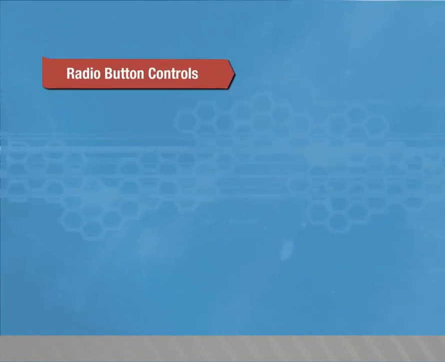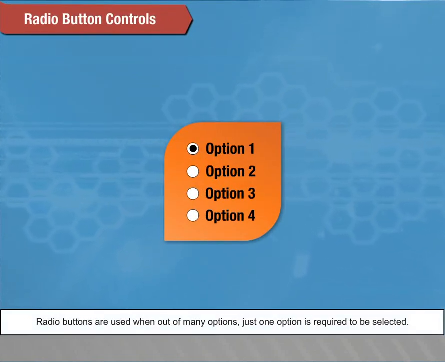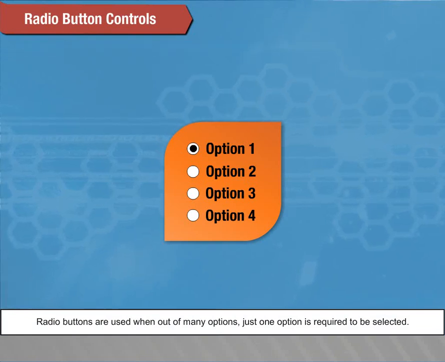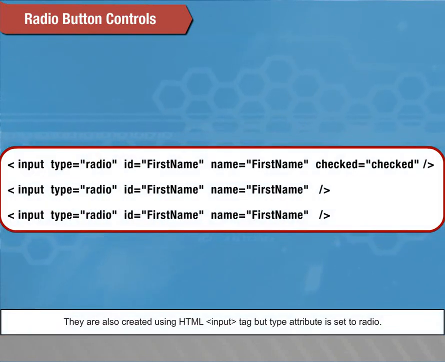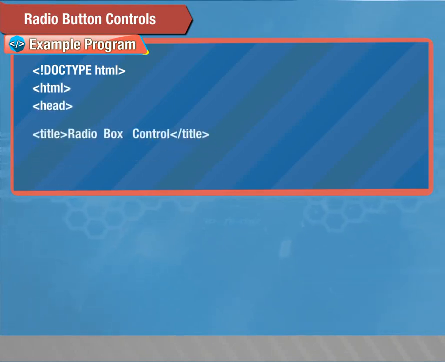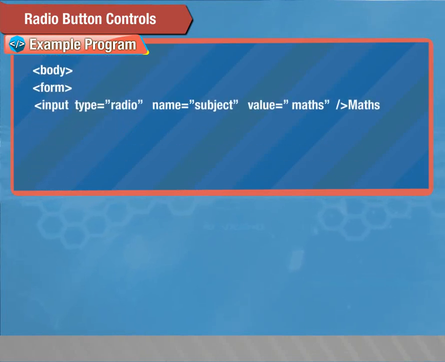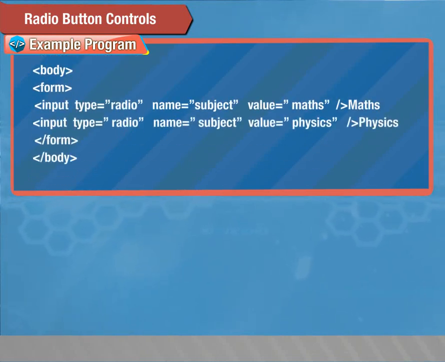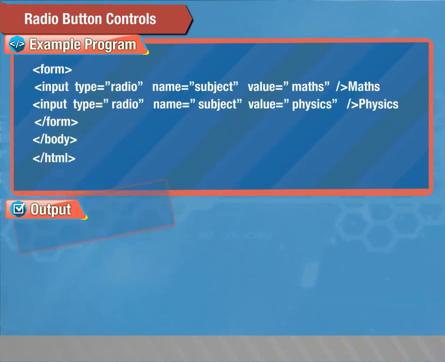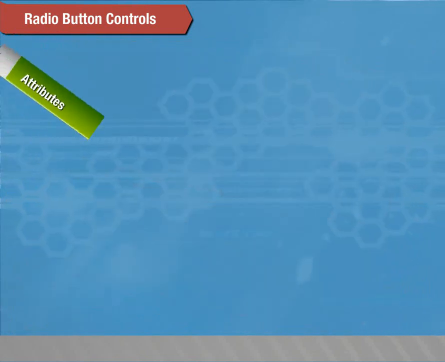Radio button controls. Radio buttons are used when, out of many options, just one option is required to be selected. They are also created using the HTML input tag, but the type attribute is set to radio. Now we can see the example program of radio button controls. The output of this program is shown on screen. Attributes.